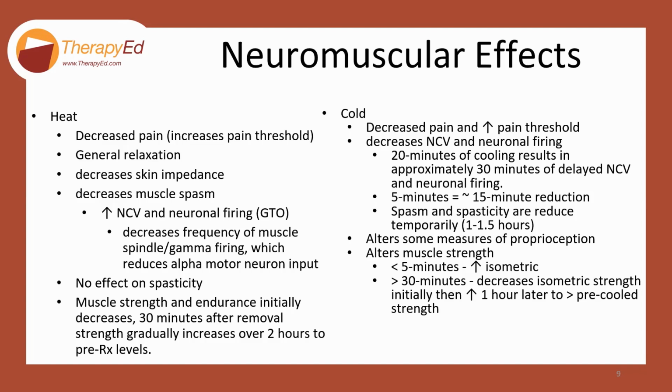We also know that it decreases nerve conduction velocity, and that would be really good for spasticity. All right. So it doesn't take that long, but spasms and spasticity are reduced temporarily. So again, it's not a permanent fix, but it is a way to temporarily decrease it. It can alter proprioception. It can also alter muscle strength. So a brief application of cold can actually cause a brief increase in that isometric strength. But again, like anything else, if you apply it too long, you're going to see a decrease in that physiological value that it caused.